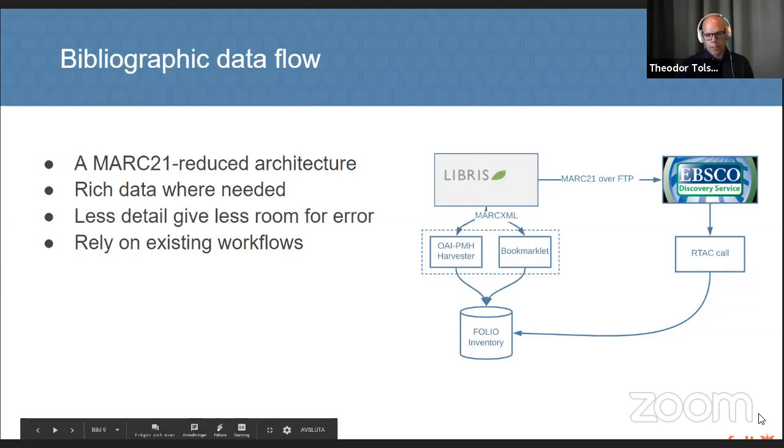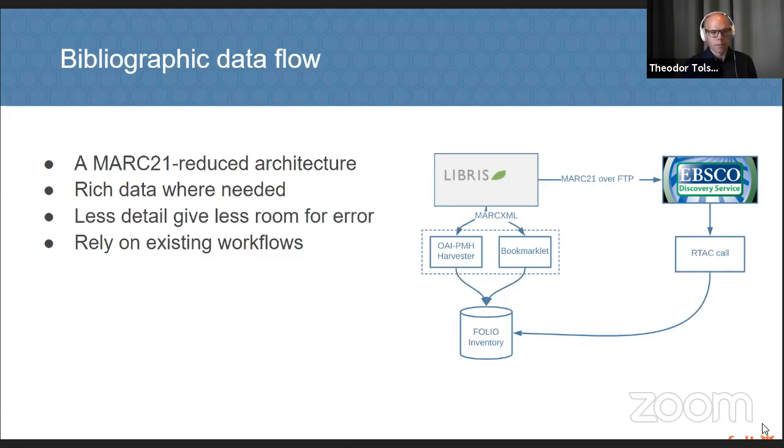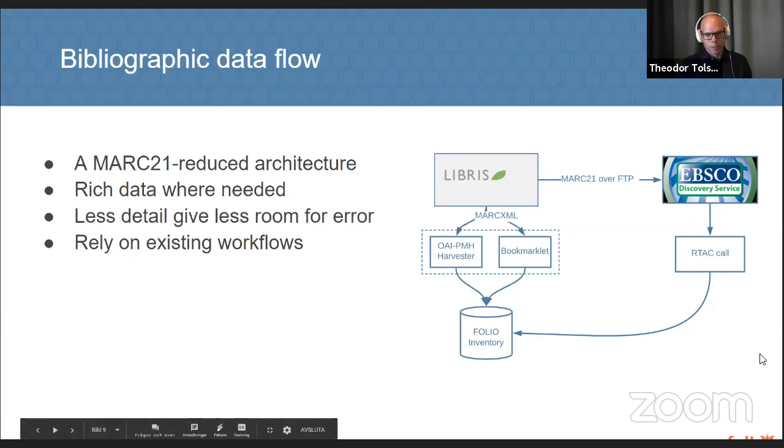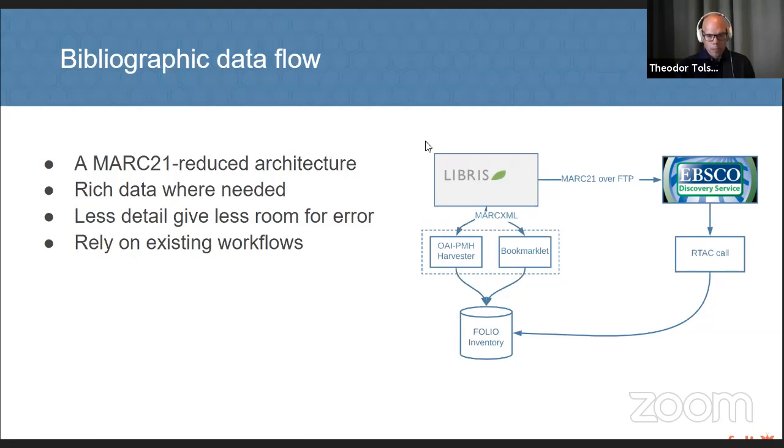Some people know that EDS can harvest OAI-PMH, and you don't have to rely on FTP. There are various things in here where there are more modern ways of doing this, but since it's still early days for the new Libris system, we decided to stick with workflows that we know work reliably. And the RTAC call here into FOLIO inventory that we just got to work is what connects it all together.